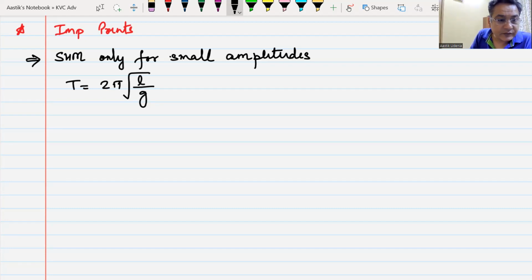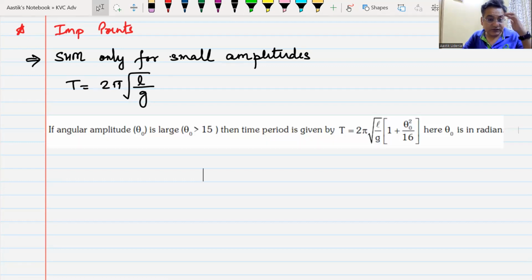Now, if the amplitude is more, then the motion is definitely not simple harmonic. So you must remember that in that case, the time period is given by this formula. Now, this formula is actually not in your course, but if there is a question like this, then this is the formula that you must use. Do we understand it?